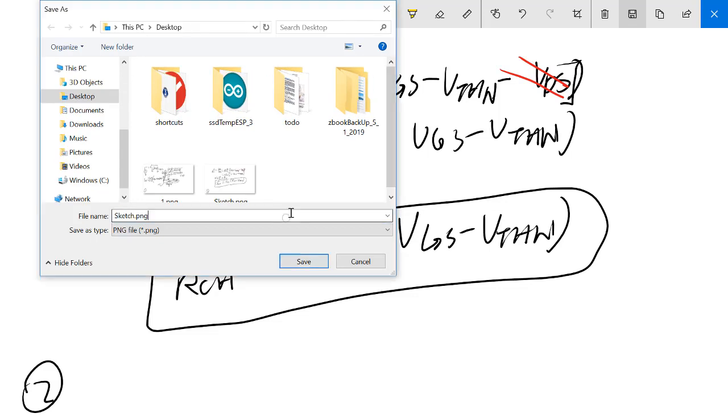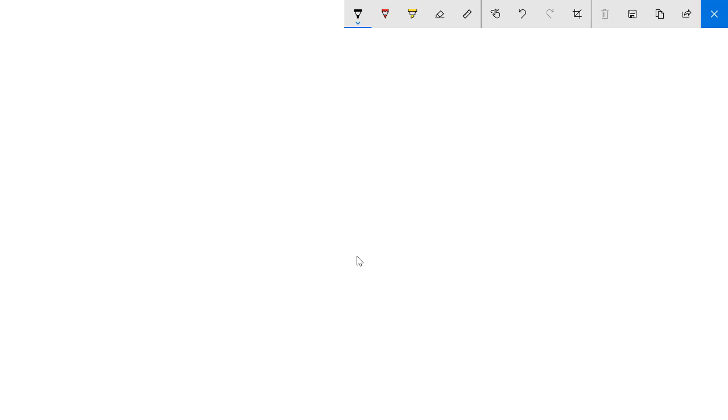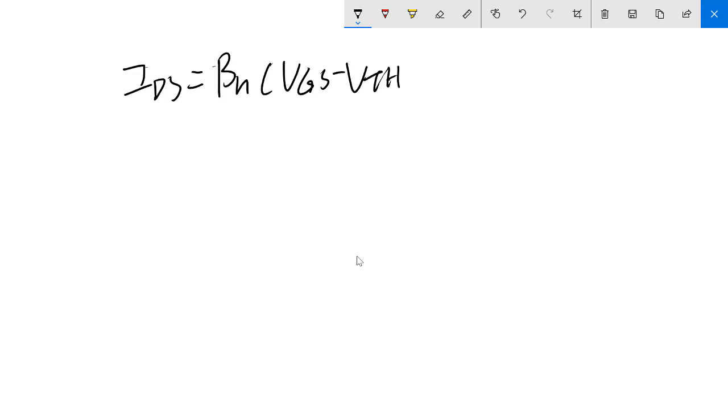Okay, so what about when it is being operated in the saturation region? We are getting IDS equals beta n times VGS minus VTHN, squared.